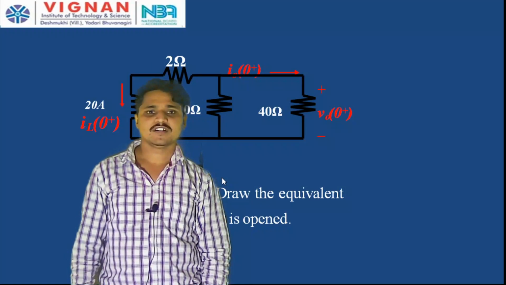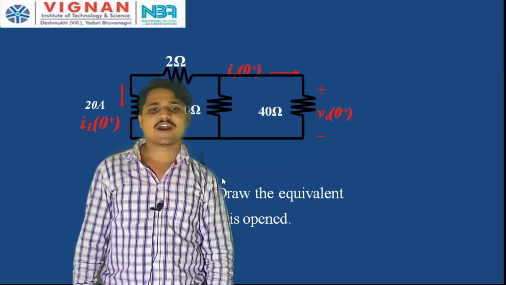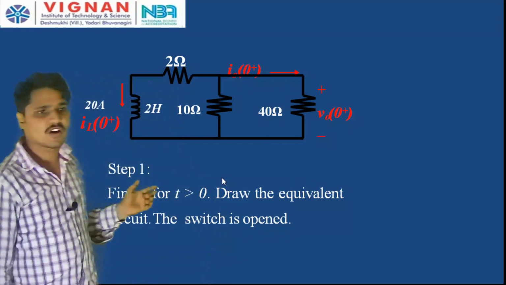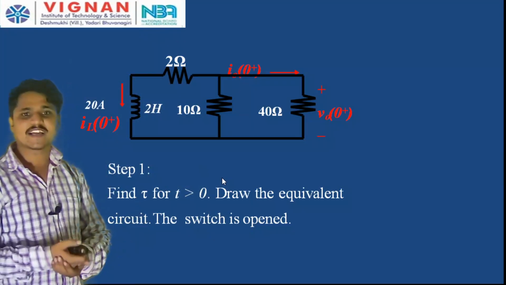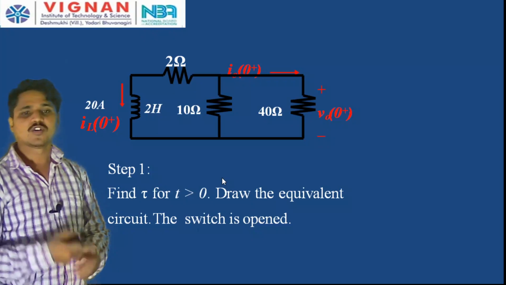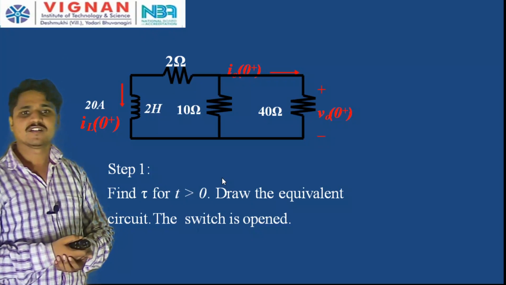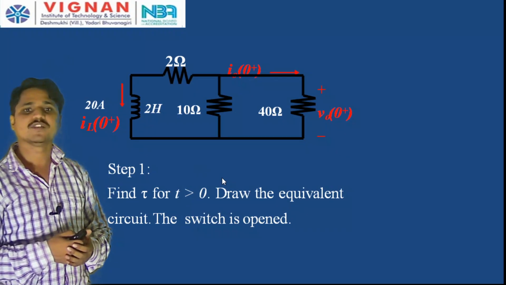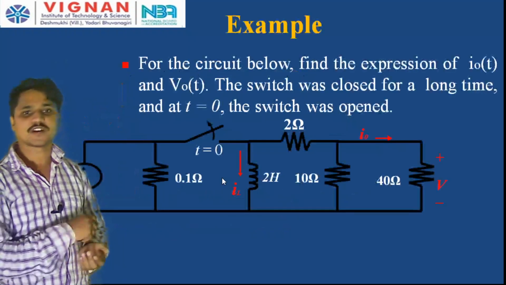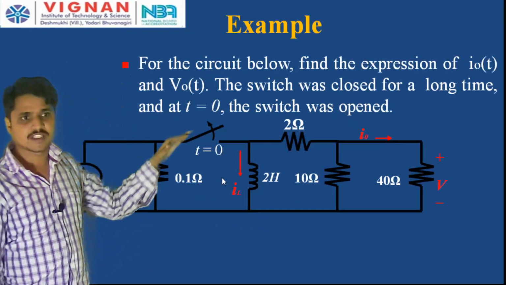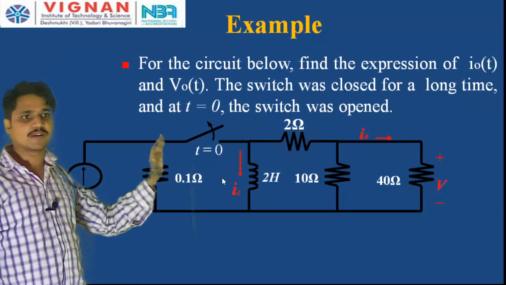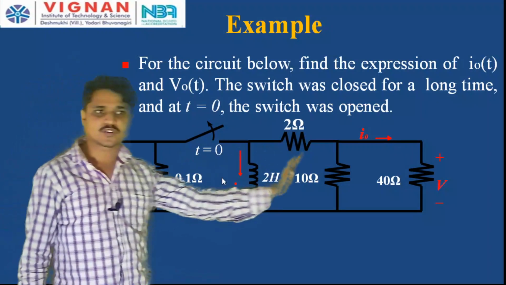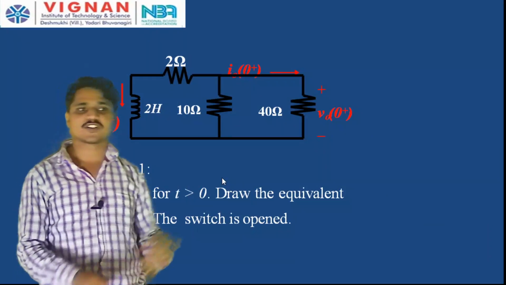First step is to find tau. Tau means the time constant. So, we have to find the time constant tau for t greater than 0. We have to redraw the network to draw the equivalent circuit when the switch is opened. This is the original circuit. When the switch is opened, this part is eliminated and disconnected. So, only this is the remaining circuit.